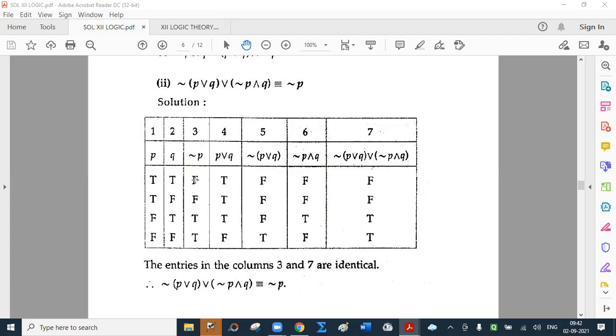So when you see F, you need not see the second. Directly write F. F, F. True and true is true. True and false is false. And then their disjunction. False, false, false. False or false, false. False or true, true. True or false, true. Now you will notice that entries in columns 3 and 7 are identical. So these are logically equivalent.